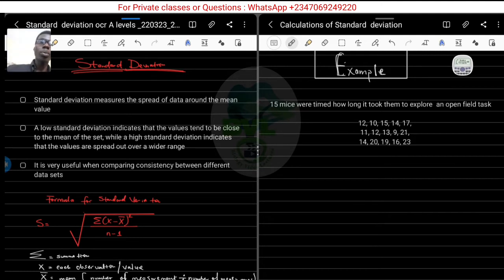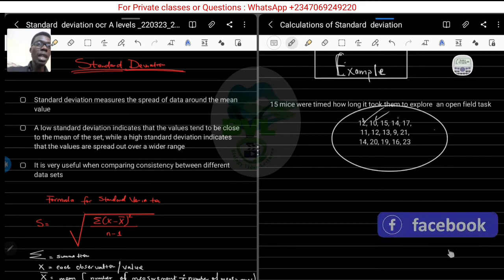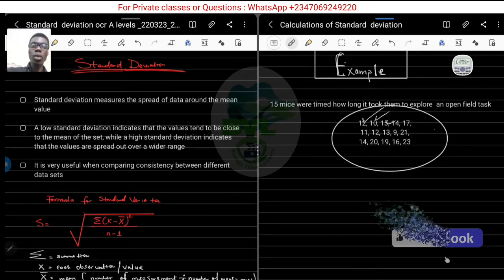So standard deviation measures the spread of data around the mean value. It means that you have a collection of data, basically different values. Then you have to find the mean and compare the mean with each of the values. You're trying to know how far each of the values is from the mean. Now we have different values. If we can get the mean of everything here, we compare each of these values, I mean the 12, the 10, 15, with the mean. That's what standard deviation is.